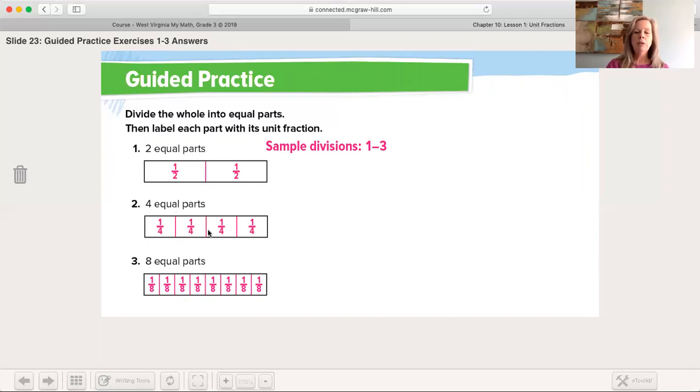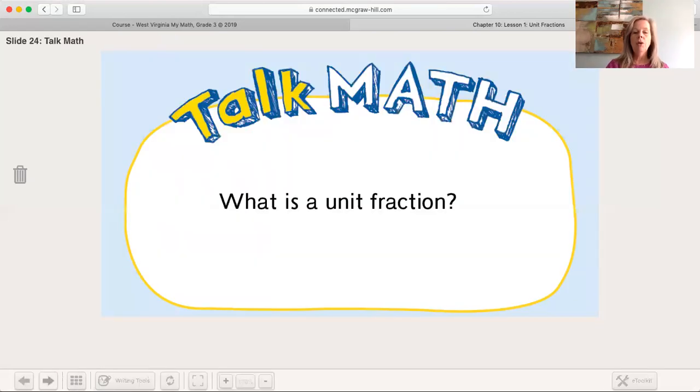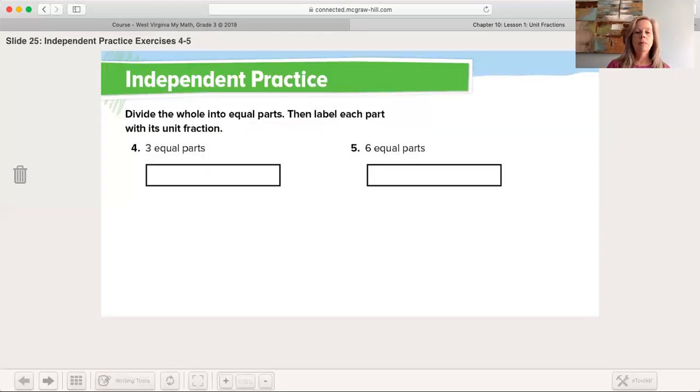4 equal parts, the unit fraction is 1/4. And 2 equal parts, the unit fraction is 1/2. So unit fraction is one part of the whole. What is a unit fraction? Repeat that back to me. A unit fraction is one part of the whole. Divide the whole into equal parts, then label each part with its unit fraction.